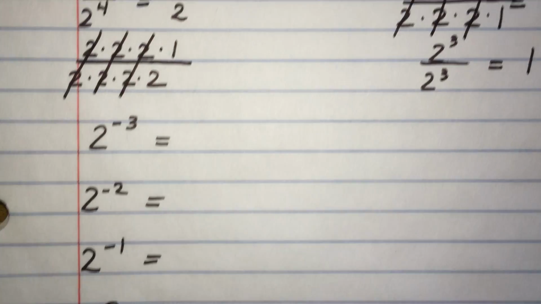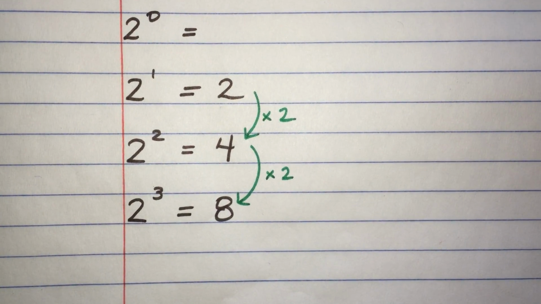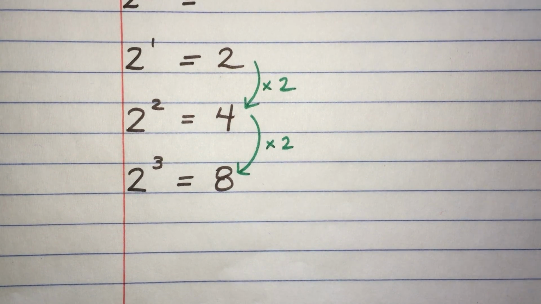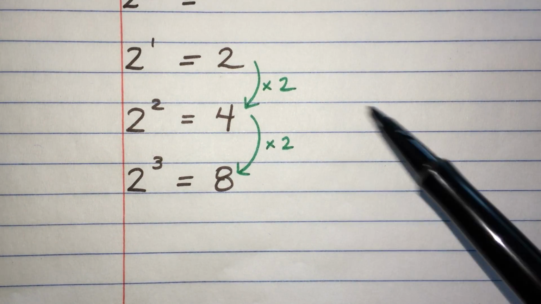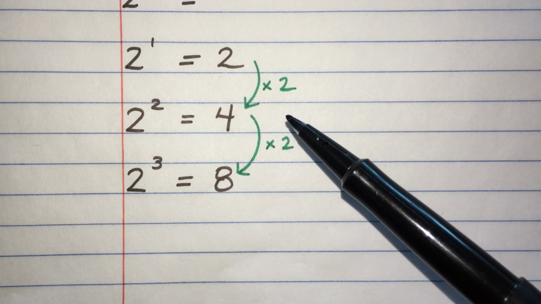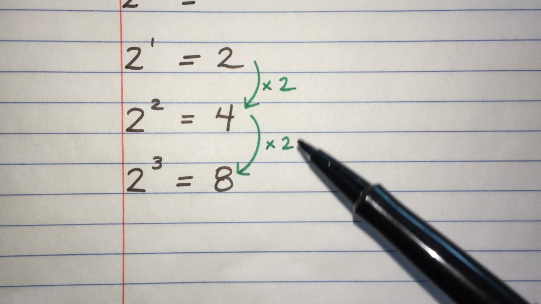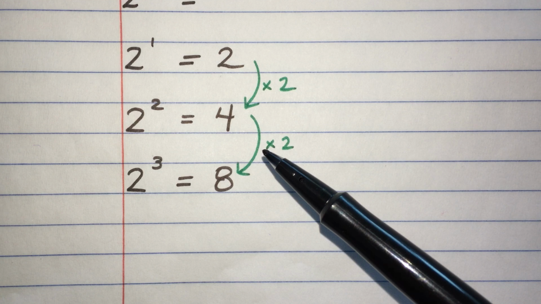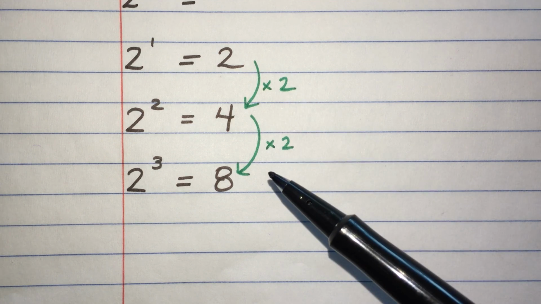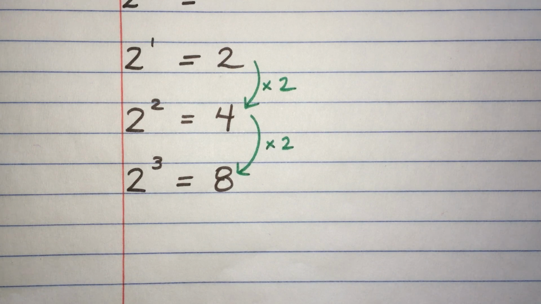Let's think about this further by looking at the pattern that happens in a list of powers of 2. First, let's look at positive exponents. 2 to the 1st power is 2. 2 to the 2nd power is 4, and 2 to the 3rd power is 8. What's happening from line to line right here is that we're just multiplying by 2. That's what exponents do. So what we need to think about now is what's happening if we're going backwards.